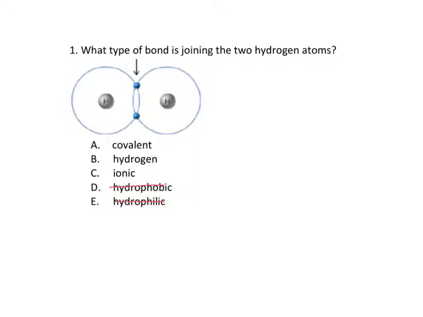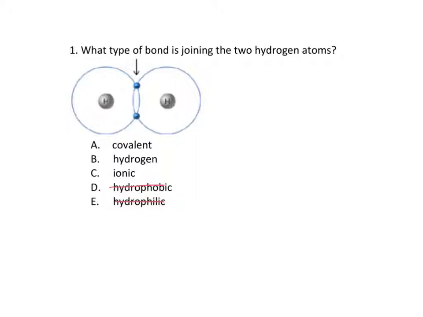And finally, we have our ionic bond. An ionic bond is formed when the difference between the electronegativities of two atoms is so great that the more electronegative atom pretty much strips the electrons away from the other atom, causing both atoms to become ions, one being positively charged and the other being negatively charged.